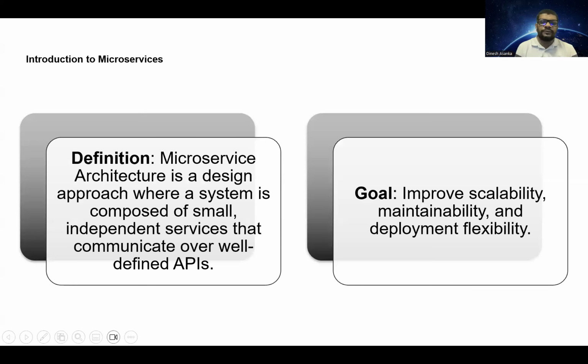If I define what microservice architecture is, it is a design approach where a system is composed of small independent services that communicate over well-defined APIs. Now, when it comes to microservice architecture, in the whole system you will have subcomponents. And importantly, they are independent from each other. They are loosely coupled through well-defined APIs, but they are independent from others.